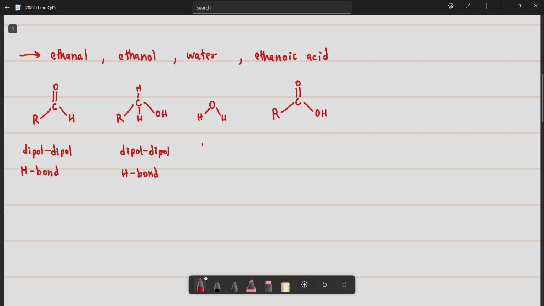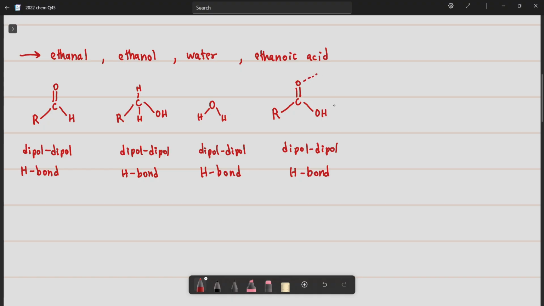Okay, and the water molecule also indeed forms dipole in this aqueous mixture and attaches hydrogen bonds, and same for carboxylic acid, dipole and hydrogen bonds. And why does ethanoic acid have the highest boiling point? It is because it can form two hydrogen bonds easily. So this is how it is.